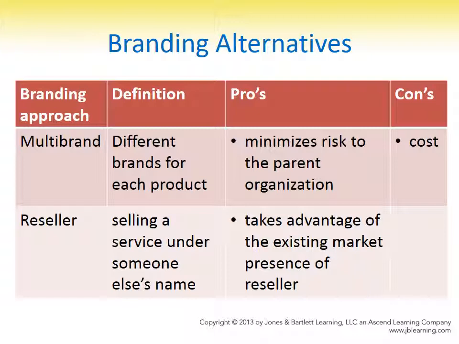You've got a multi-brand where each product is branded differently. We have somewhat, where it may be a St. Vincent facility, but we don't call it that. We call it something else. That way the parent organization really doesn't get the risk associated with it. There's a lot of cost in that, and the con is also you don't build brand momentum because you're everything to everyone, and you don't build a consistent message.